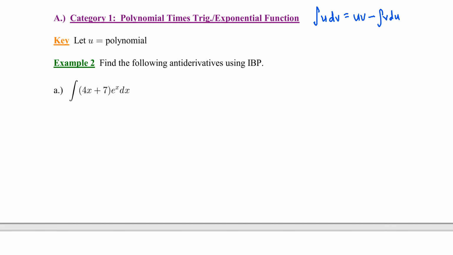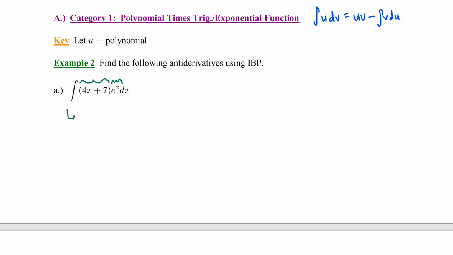For example, let's look at the integral of 4x plus 7 times e to the x dx. First of all, notice we can't do an ordinary u substitution that would allow us to convert this integrand completely in terms of u. But we are dealing with the product of two functions, and so integration by parts is another option for this particular problem. Again, the nature of the integrand is the product of two functions of x. One is a linear function and the other one is an exponential function.